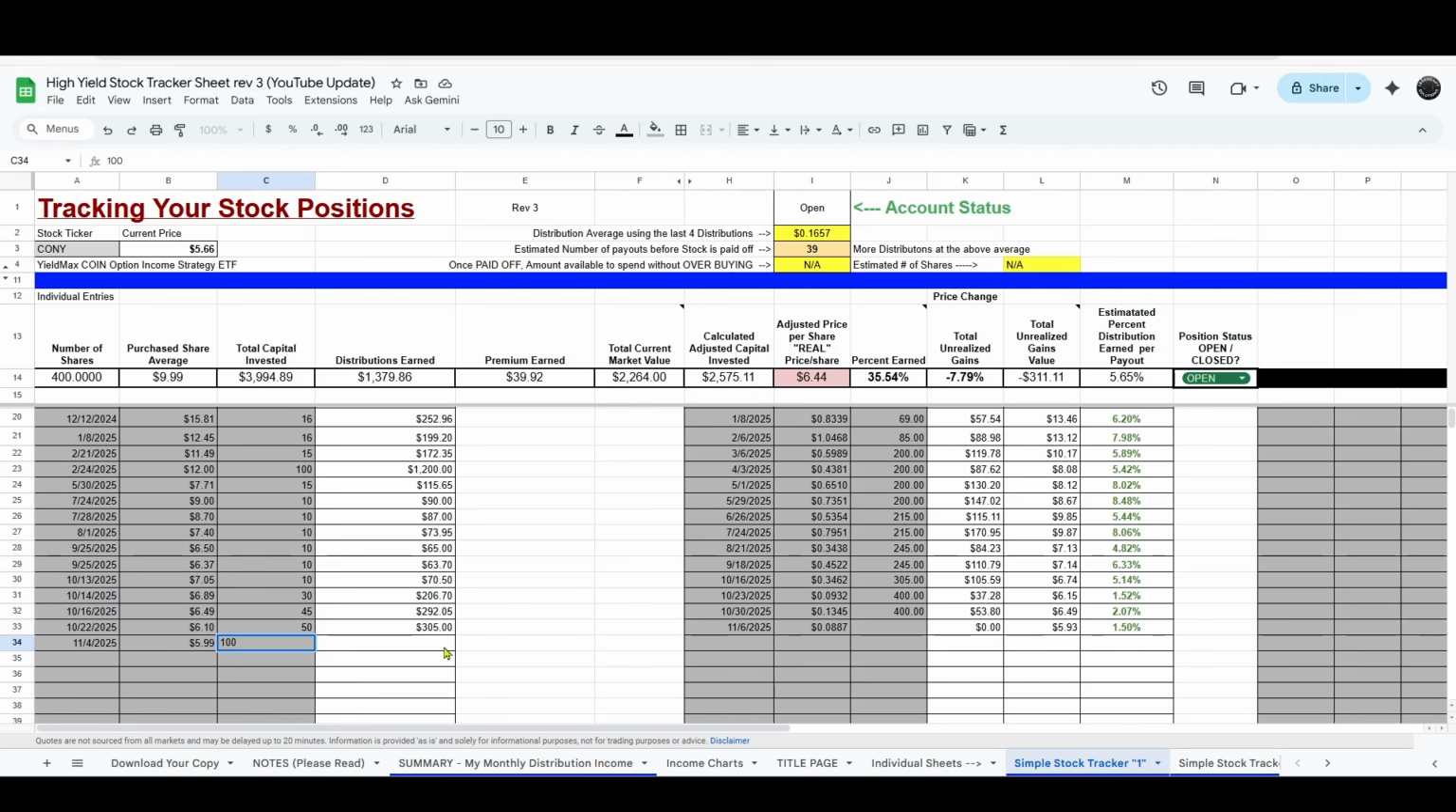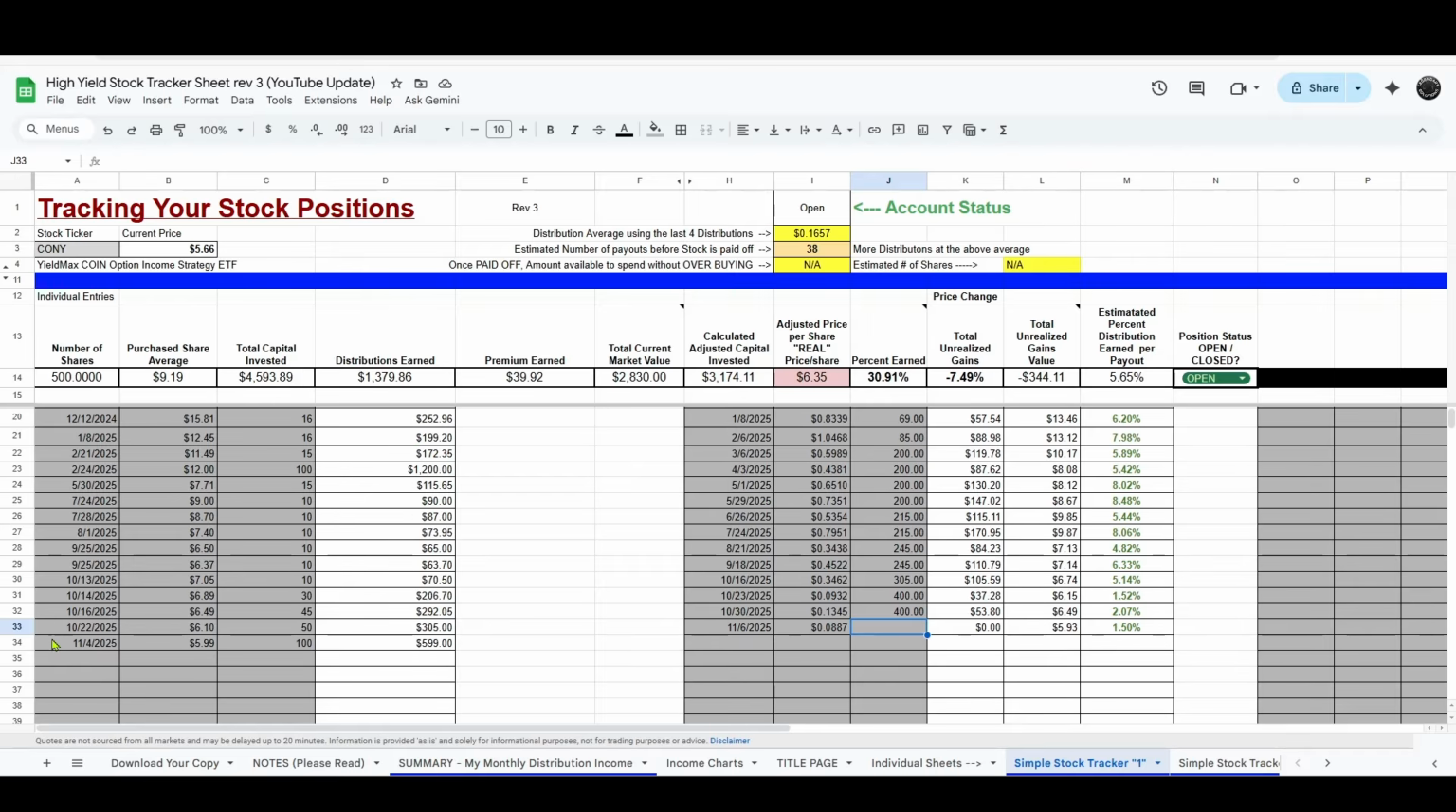So that will help lower that real price per share. Not by much, I'm sure, but it will help bring it down. So that purchase will drop that real price per share down to $6.35. And now I get to enter in a distribution and I can count all shares before 11.6.